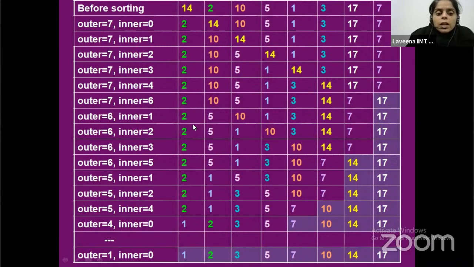Now next comes the second pass. 2 and 5 is good, 2 and 5 are in sorted order. Compare 10 with 1. 1 comes here. Compare 10 with 3. Swap this one. Then compare 10 with 14, it is similar. Compare 14 with 7. Because 7 is smaller, we swap. Then 14 and 17 will be similar. 2 and 1.